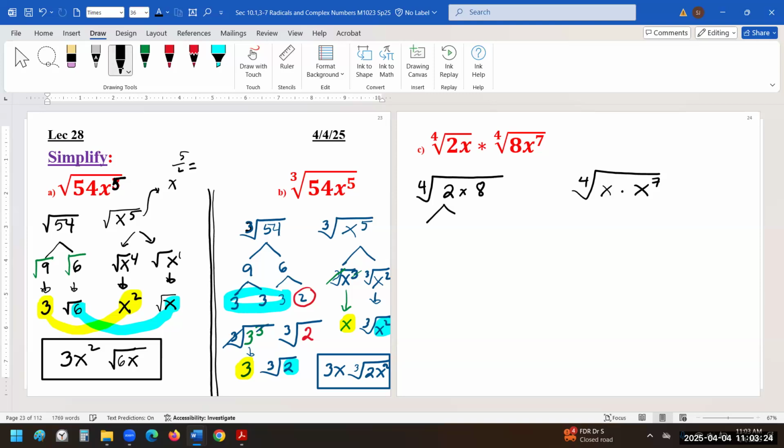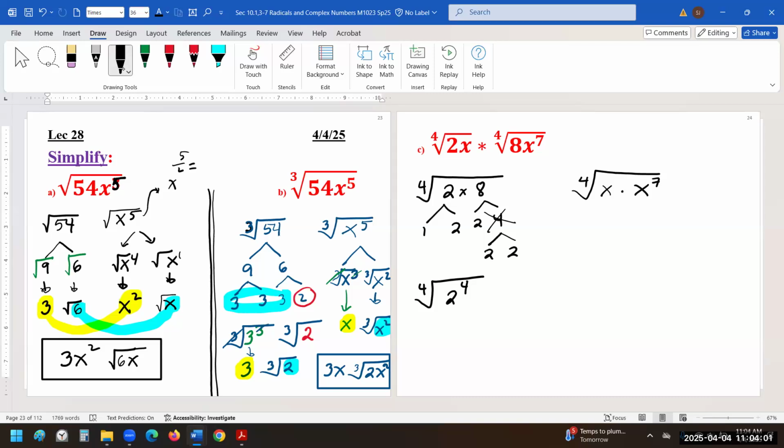So 2 is 1 and 2. 8 is what? 2 times 4. Do you see the same number 4 times? So I need to break this down more. 2 and 2. So there is no more 4 times into 2 and 2. Now do you see the same thing 4 times? Which number? 2. So we have 4th root of 2, 4 of them.